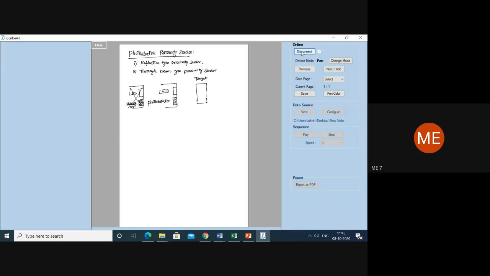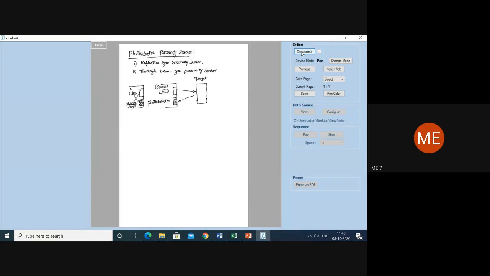What is LED here? What does it do? Light emitting diode. That is nothing but the source of the light, correct? Now the light is going to fall on the target. In turn, the target is going to reflect the light, which is going to be detected by the photo detector. Very simple operation.